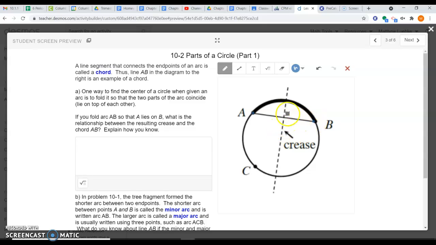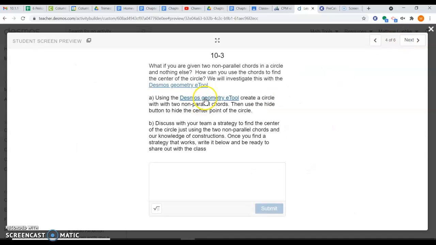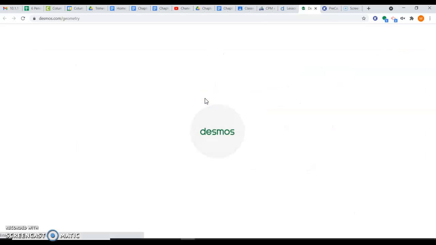All right, and that's going to be my strategy for finding the center of the circle: to create a perpendicular bisector by creating a crease, or a hypothetical crease, and then doing another one for the other chord. So that's my strategy. I'm going to try to do it on the E tool.